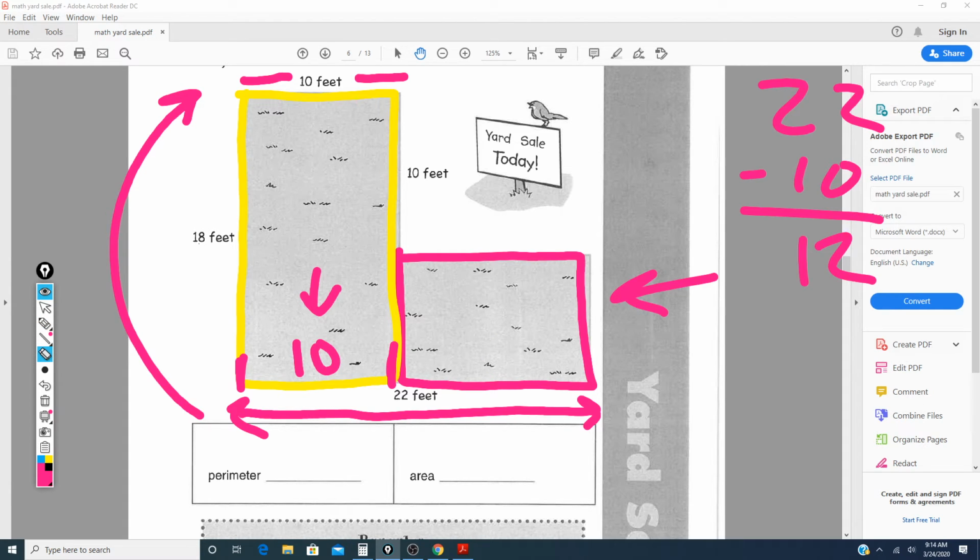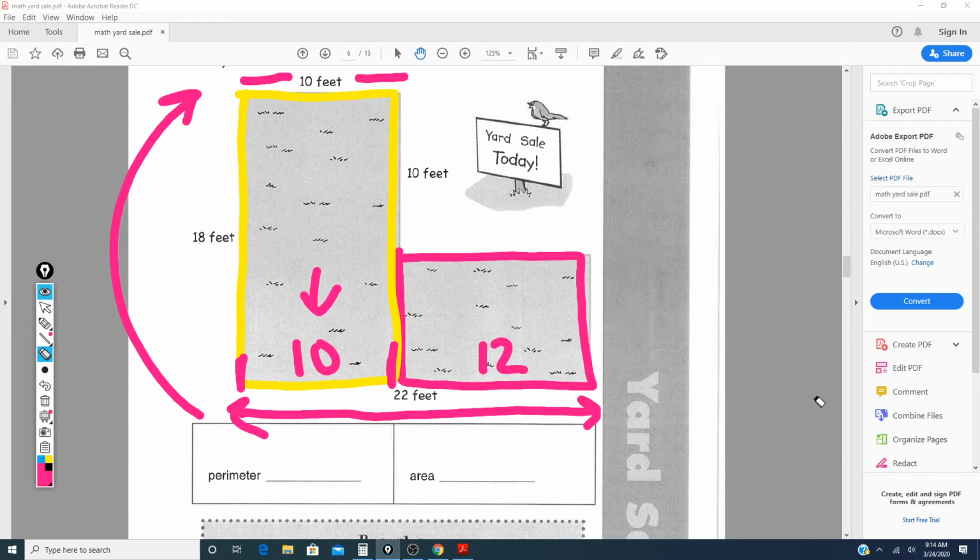That will give us 12. We know that dimension is going to be 12. So now we have to figure out what our other dimension is. We know that this is 12, we know that this is 12, so now we have to find out what this is.